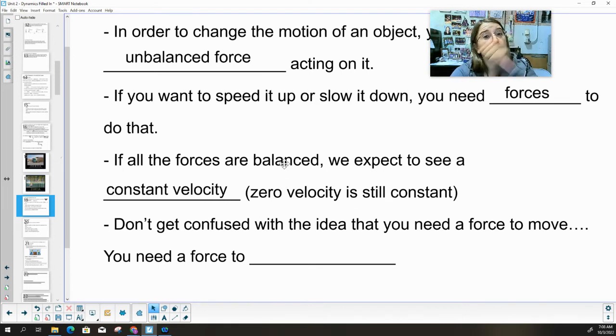Now, again, with this, don't get confused with the idea that you need a force to move. You don't. Again, if I throw a ball in space, it's going to keep going. It's going to keep moving in a straight line. Yeah, no forces are acting on it, but it will keep moving. Unless a force acts on it, then the motion will change. So once more, once an object is moving, it will keep moving unless there's something else acting on it.